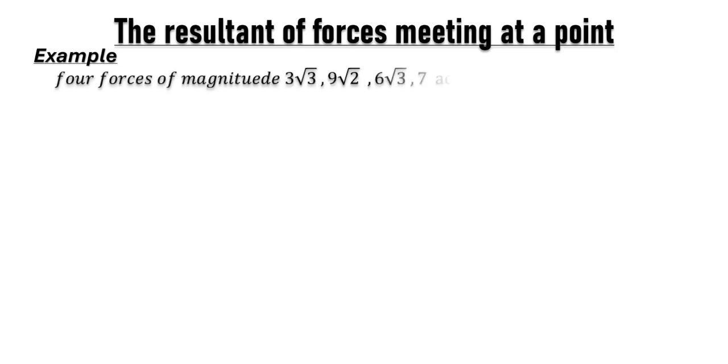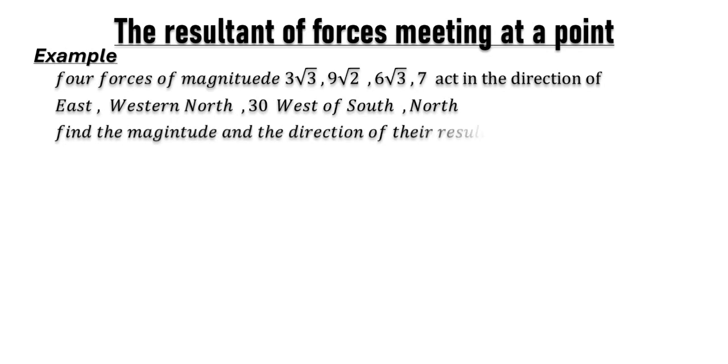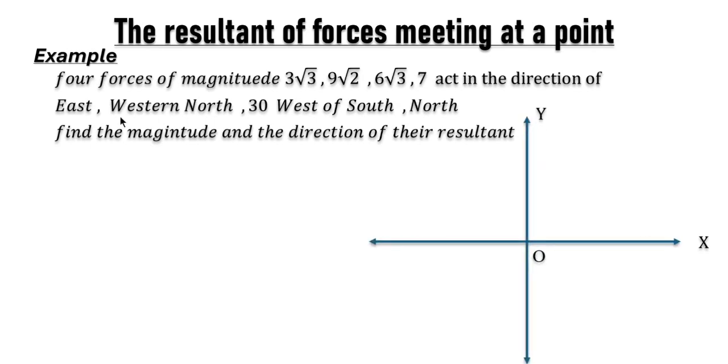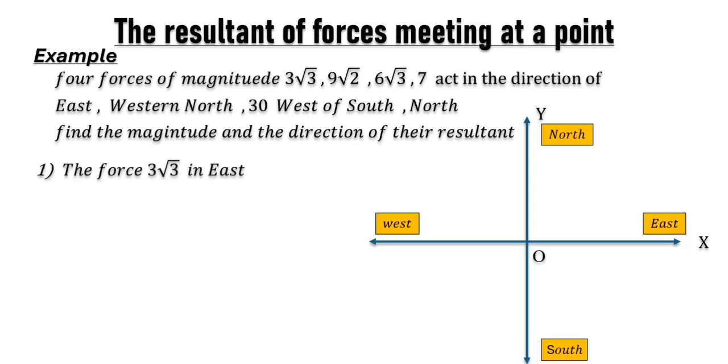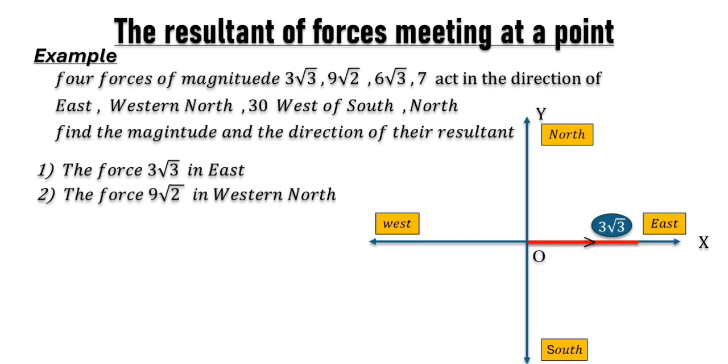In this problem, we want to find what? Find the resultant. Concentrate with me. We have here forces in different directions. The first force is 3 root 3 in the east. Take this side and make it 3 root 3 in the direction of the x-axis, in the east. And the other one is 9 root 2 in the north-west. Where is north-west? North-west makes a 45 degree angle with west and north, like this.